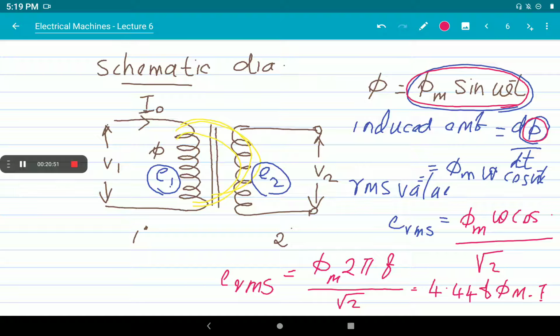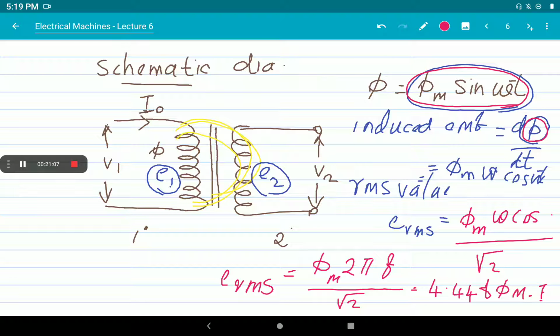This is a schematic diagram of a single phase transformer. It consists of primary winding and secondary winding. So we are applying a voltage V1 on this primary winding. It will induce an EMF E1 in the primary winding by a flux.